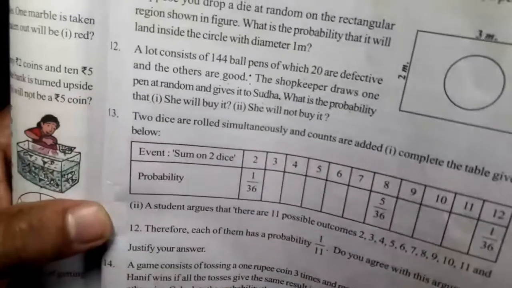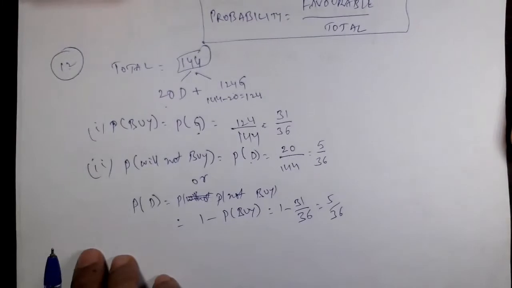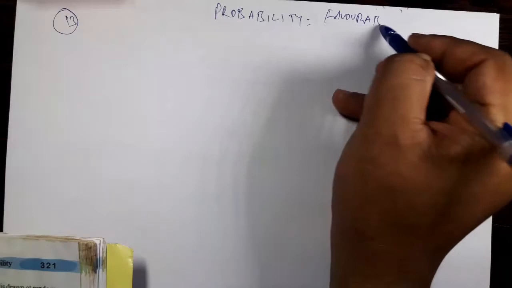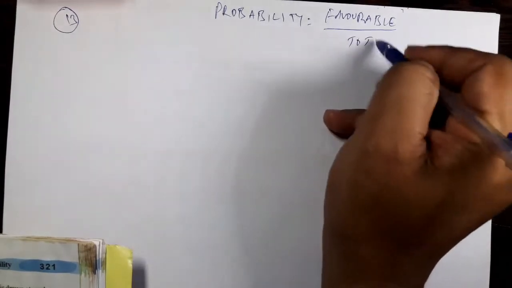Next one, question number 13. Question number 13 is the next question. See, it's a good question. Of course, you tell me the formula for probability. Probability is favorable divided by total, right?